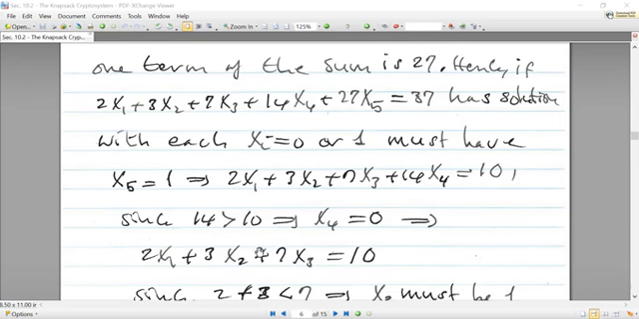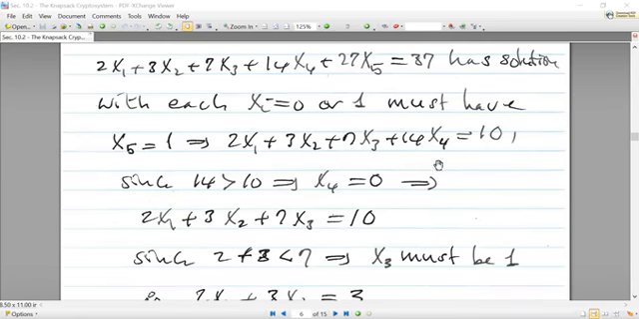If we add the coefficients 2, 3, 7, this gives me a 12. And this is actually bigger than the 10. So in other words, we cannot have x4 equal to 1 in this case, because if it is, and even all the others, it's going to exceed 10. So in this case, we take x4 to be equal to 0.